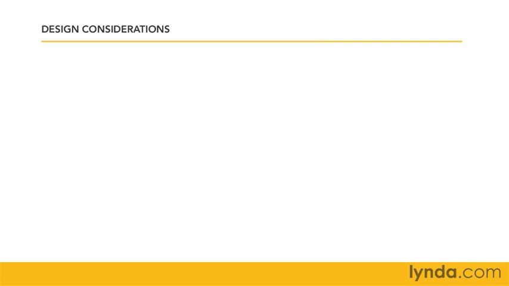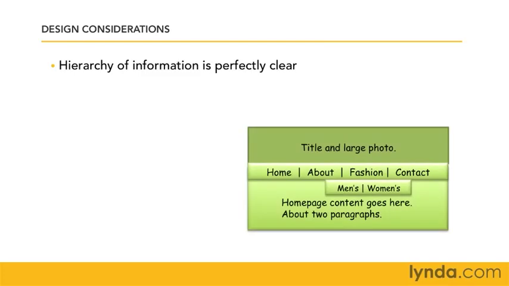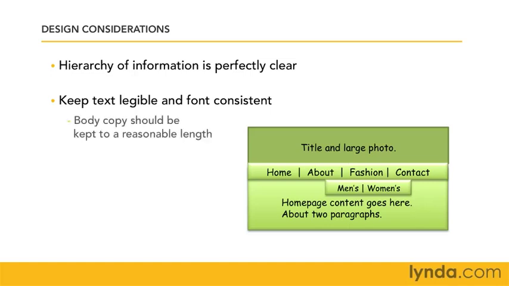But if we also take a look at design considerations, we want to keep these design principles in mind as well. Is the hierarchy of information perfectly clear, or are all the images on the page fighting with each other, for instance? Is the text legible and the font consistent? And this is across the website. We don't want it to be a mishmash of different fonts and different text sizes. Another thing, we want to make sure our copy is at a reasonable length. In general, people probably spend about 25 to 35 seconds on a web page, and we want to make sure they can read that information within that amount of time.